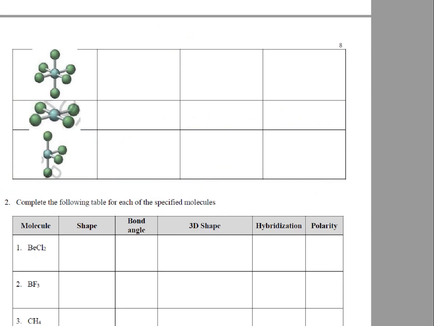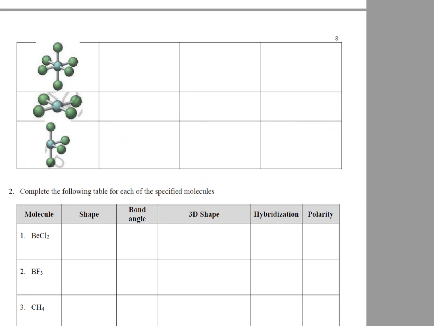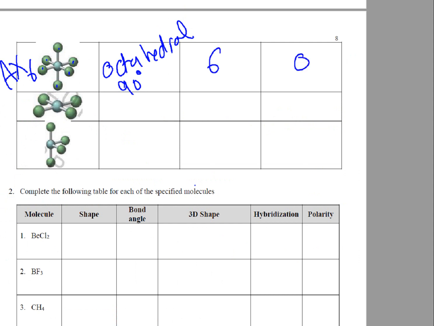This molecule is of the type AX6, with 1, 2, 3, 4, 5, 6 atoms. So the shape of the molecule will be octahedral with angle 90 degrees. It doesn't have any lone pair. It has 6 effective pairs and 0 lone pairs.